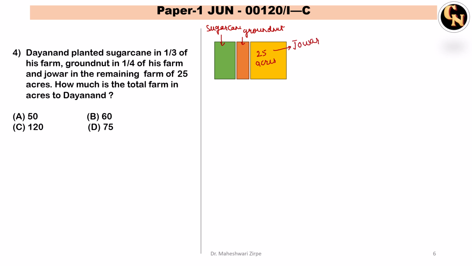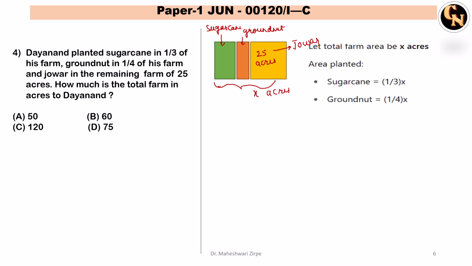So I have represented the farm. Let us say that this whole farm area is x acres. Let the total area be x acres, and the area planted for sugarcane can be 1/3 x and groundnut 1/4 x, correct? So we can represent it in this fashion: 1/3 x plus 1/4 x will be equal to 7x upon 12.